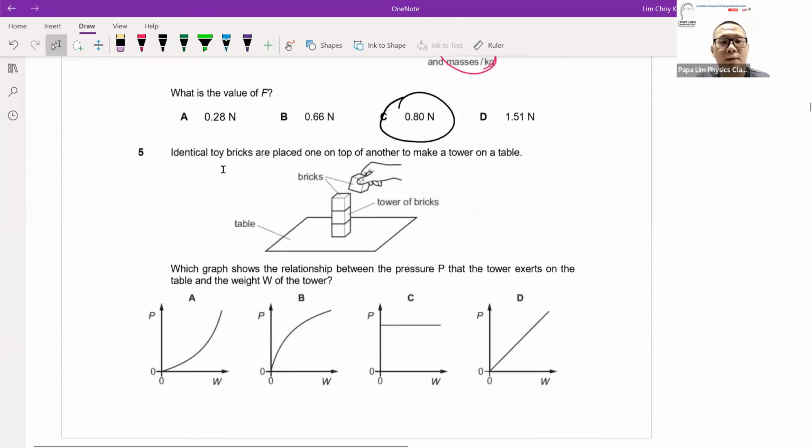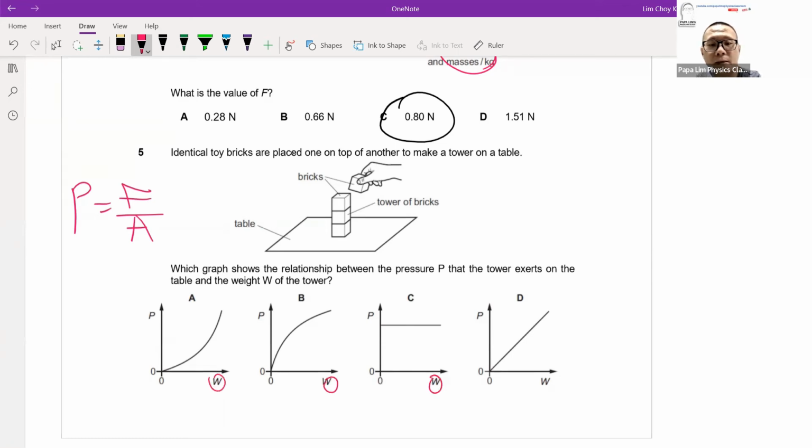Question 5 also has the same meaning here. It deals with pressure. Pressure is F over A, force per unit area. The question here is that the blocks are being stacked higher and higher. So as the weight of the object increases, based on the formula, the pressure will be increasing. The pressure exerted on the floor will also be increasing.